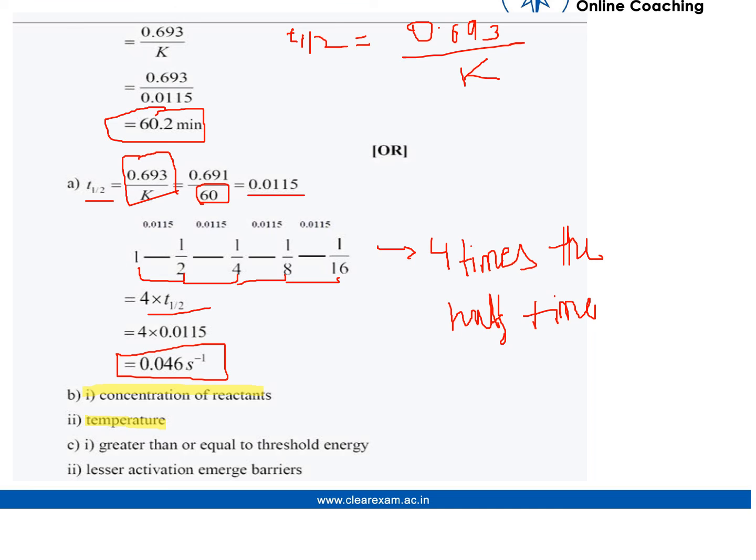And the last part is to write the two conditions for the collisions to be effective collisions. The collision energy should be greater than or equal to the threshold energy and greater than the activation energy barrier.